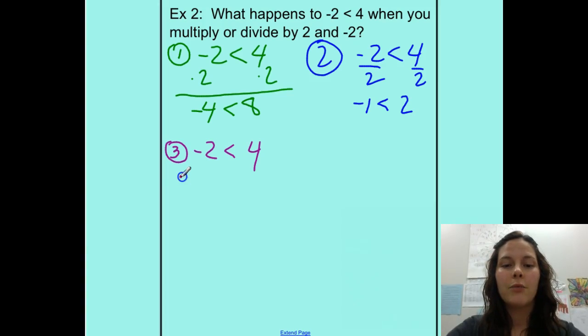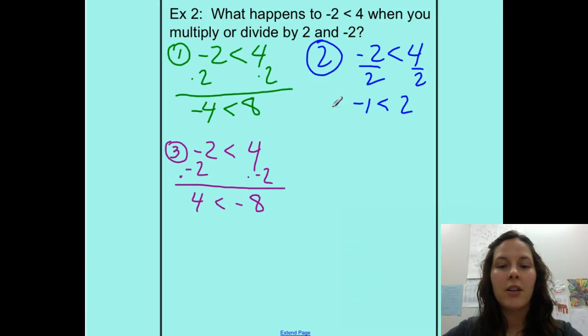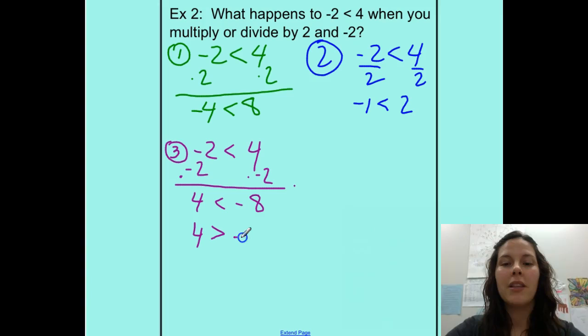So our last investigation, we've got to see what happens when we multiply or divide both sides by a negative. -2 times -2 is 4. 4 times -2 is -8. So we end up with an inequality 4 is less than -8, which is not true. So in order to fix that untrue statement, what we have to do when we multiply both sides of an inequality by a negative, we need to flip the sign so that the inequality remains true. 4 is greater than -8 is our true inequality.